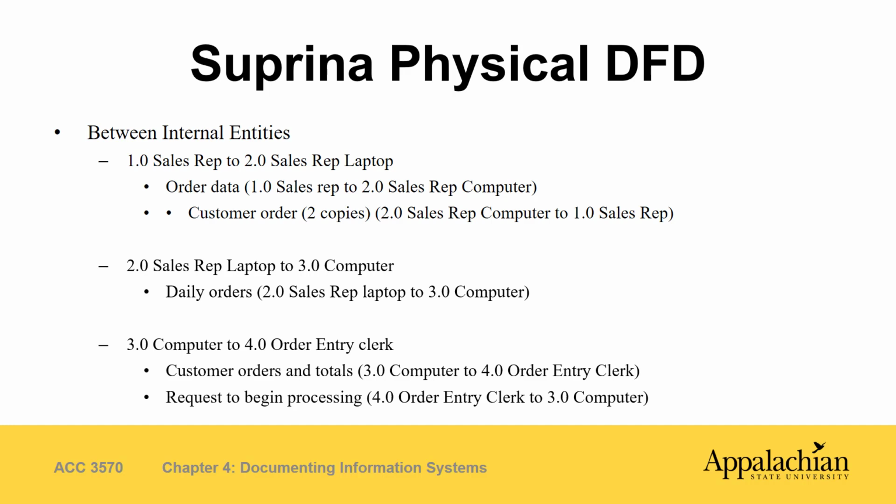Then you've got 3.0 computer to 4.0 order entry clerk, customer orders and totals. 3.0 computer to 4.0 order entry clerk, and a request to begin processing, 4.0 order entry clerk to 3.0 computer. Notice something about this. The entities and activities are lifted directly from the table of entities and activities. And if you pull up that table, you're going to see it's the same wording and same entities.